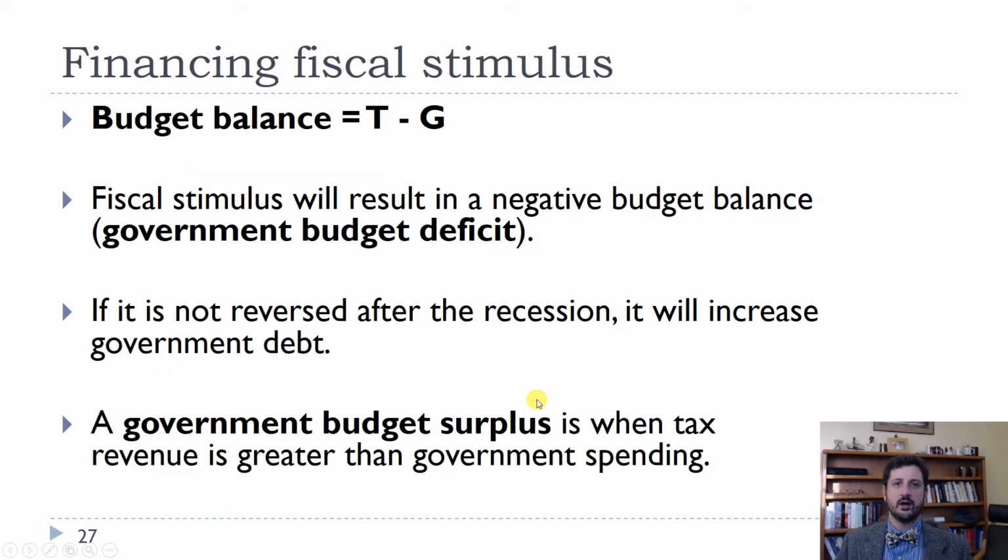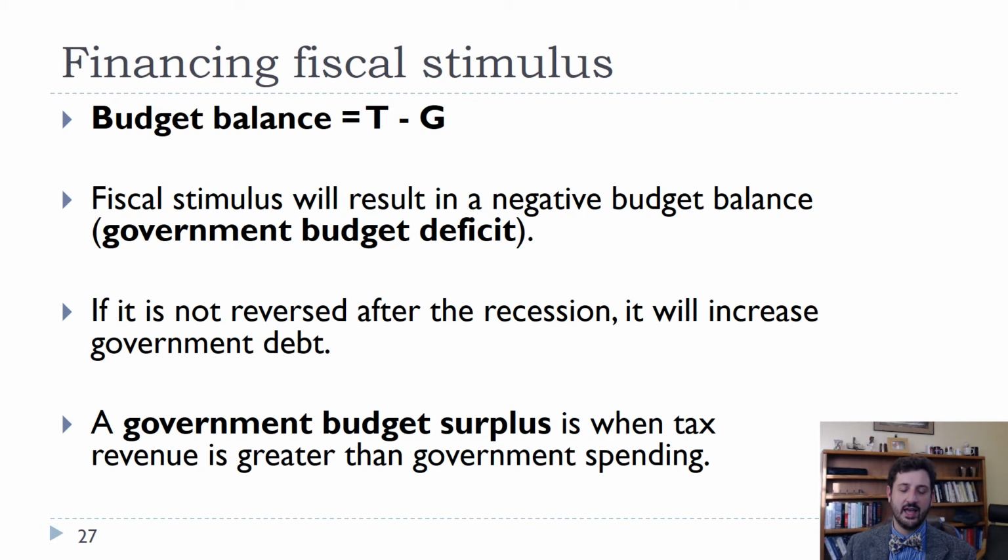So when we think about fiscal stimulus, we need to think about the government's budget. The budget balance is taxes minus government spending. For this purpose, I guess we're including transfers in government spending, right? The key thing about a stimulus, with automatic stabilizers especially, but with any kind of fiscal stimulus, is that tax revenue goes down and spending goes up. That means that during a recession, we expect that governments will have a government budget deficit, right?